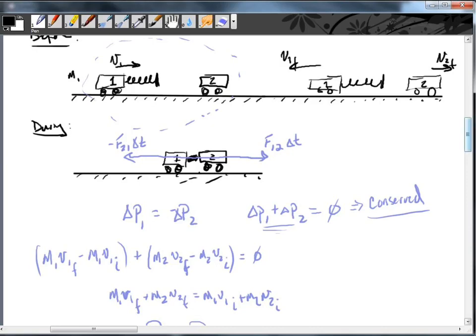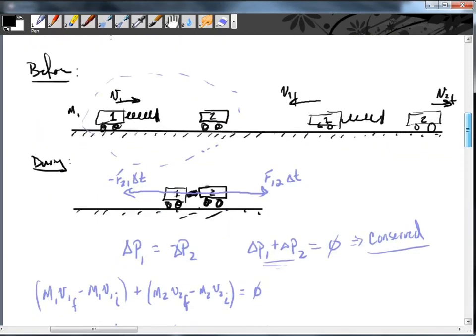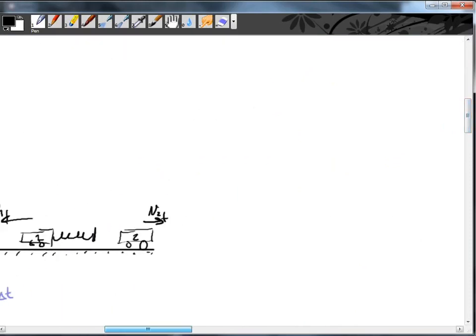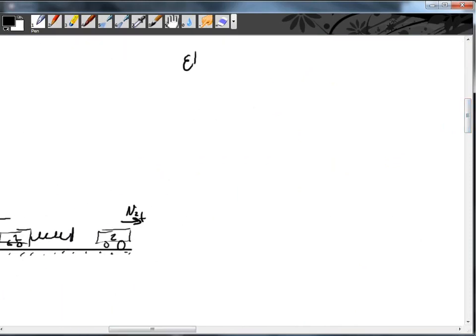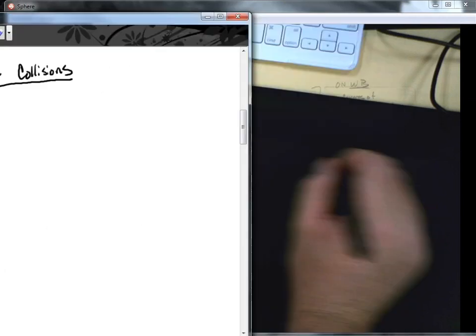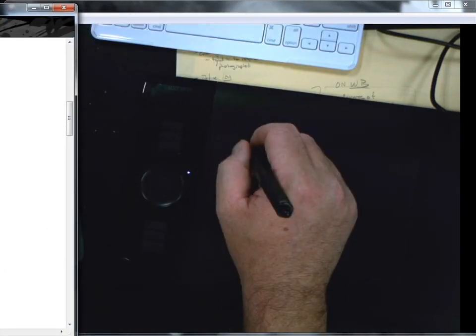So this brings us to elastic collisions. And to introduce you to elastic collisions, I need to move my board over to the side. And I'm going to show you something that you've seen before.